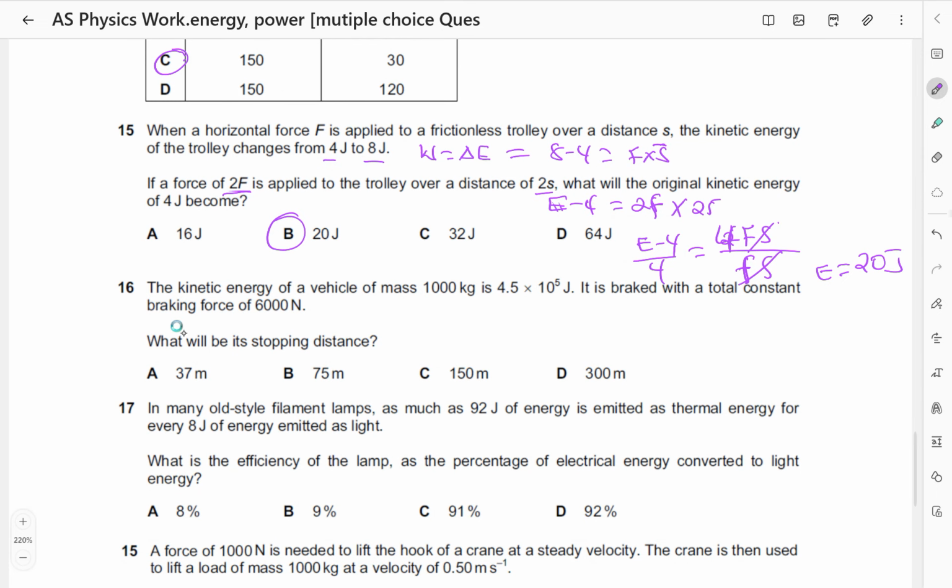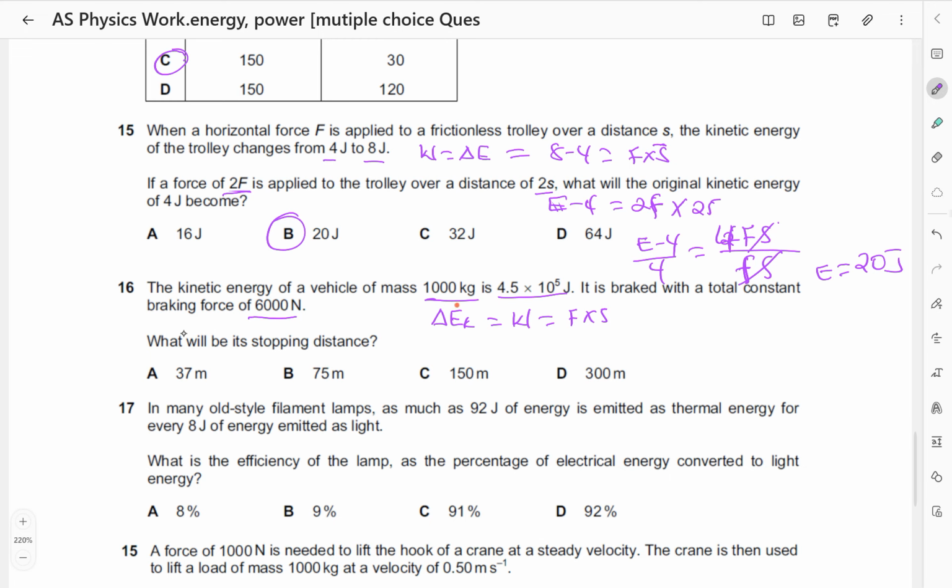The kinetic energy of a vehicle of mass 1,000 kilograms is 4.5 times 10 power 5 joules. It is braked with a total constant braking force of 6,000. What will be its stopping distance? So we have the kinetic energy. The change in kinetic energy is simply going to be equal to the work done, which is force times distance. We want the stopping distance. So the kinetic energy, it is a brake. That means the kinetic energy goes to zero.